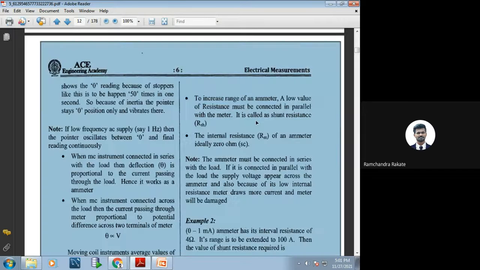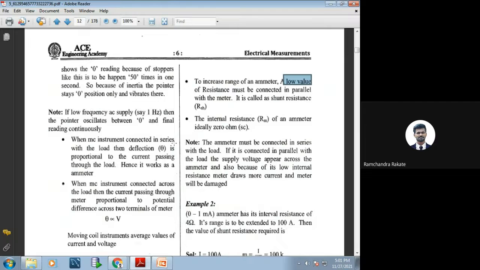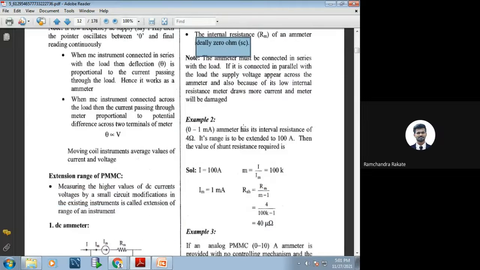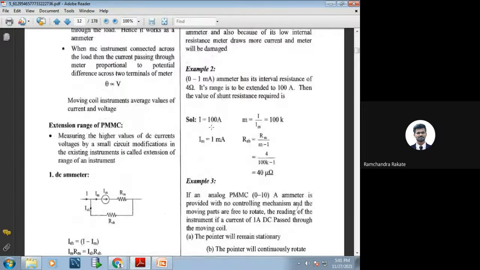This is a very important point. The resistance must be connected in parallel, but which type of resistance? Low value. So a low value of resistance must be connected in parallel, and it is called shunt resistance, that is RSH. Here the internal resistance Rm of an ammeter is ideally 0 ohm. So this is range extension of a PMMC for a DC ammeter.